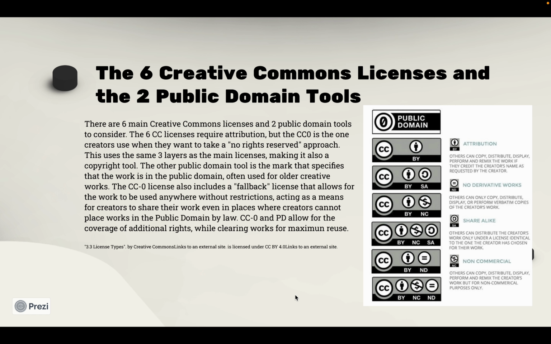The other public domain tool is the mark that specifies that the work is in the public domain, often used for older creative works. The CC0 license also includes a fallback license that allows for the work to be used anywhere without restrictions, acting as a means for creators to share their work even in places where creators cannot place works in the public domain by law. CC0 and PD allow for the coverage of additional rights while clearing the works for maximum use.